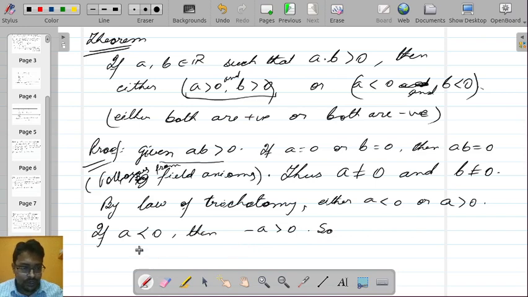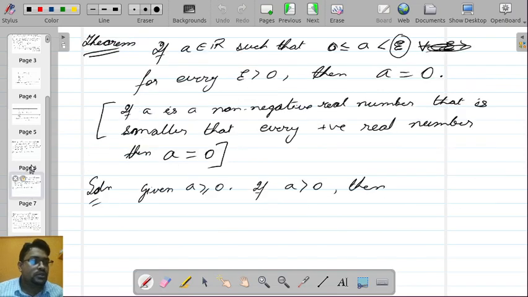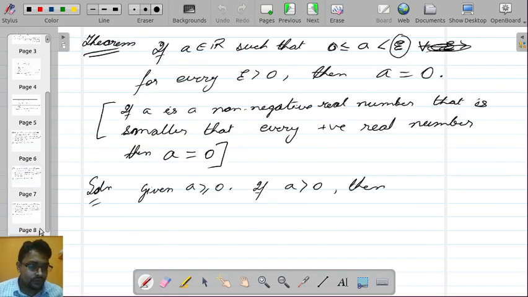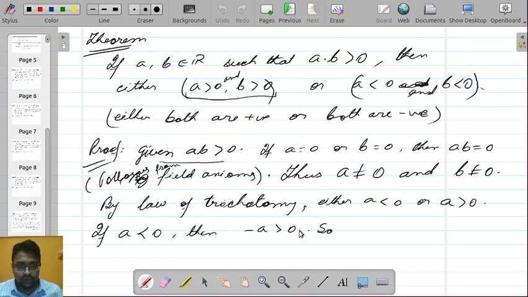Or directly we can write, if A is less than 0, then 1 by A is also less than 0, right? We have already seen it, the proof is similar, so we can just use it here. I'll just let you know how it happens. If A is less than 0, then 1 by A is also less than 0.